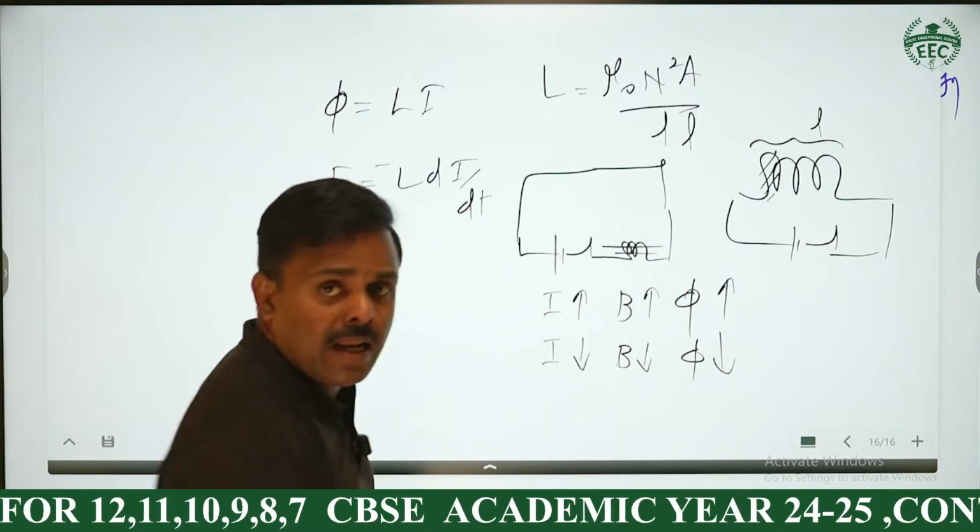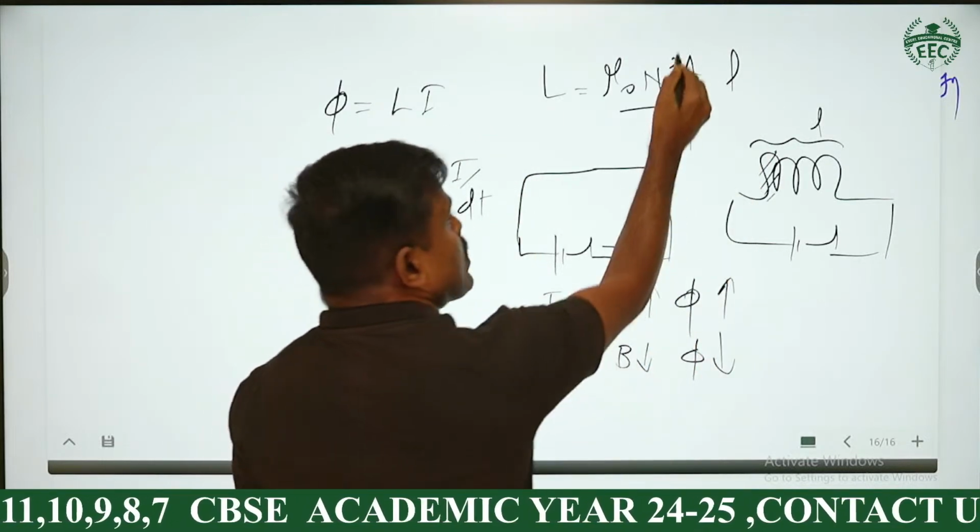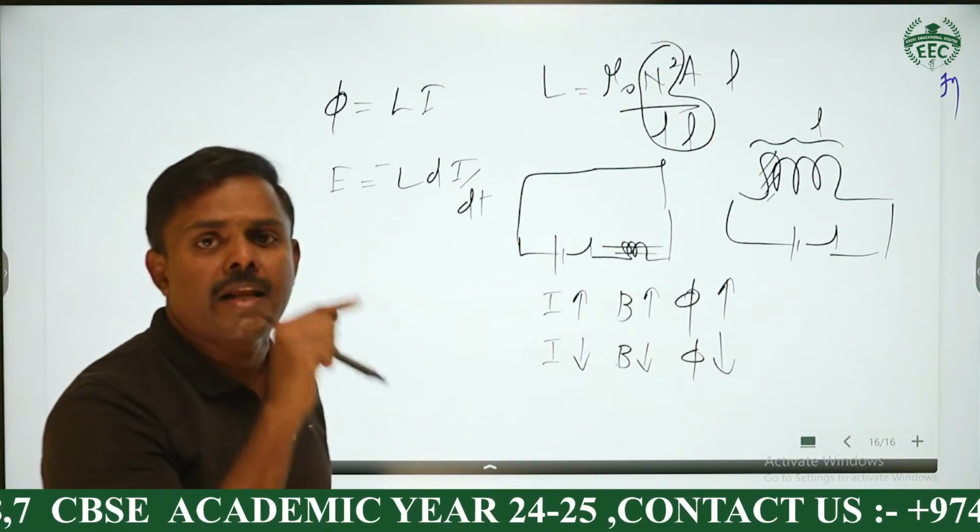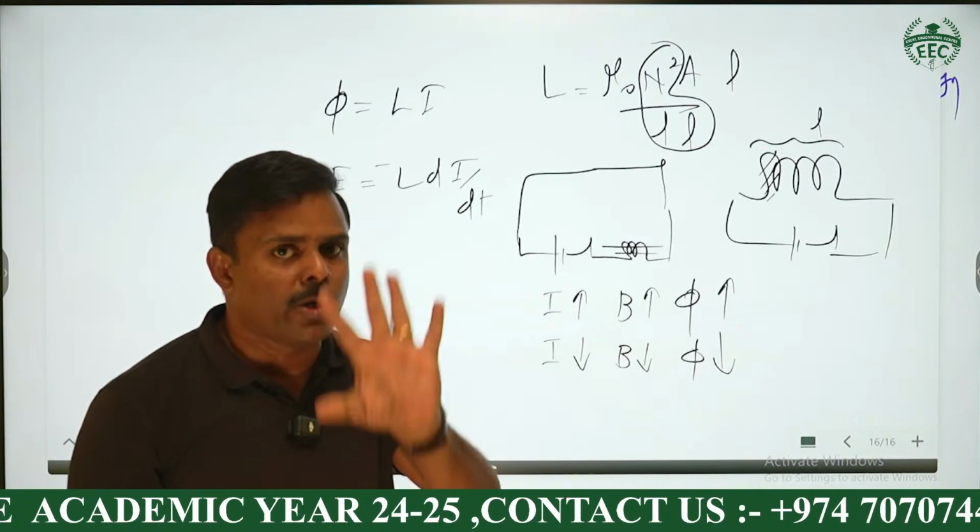In the reader, they have done something else. They have multiplied with L. N square by L square can be called small letter n square. Small letter n is called number density. That point is also important.